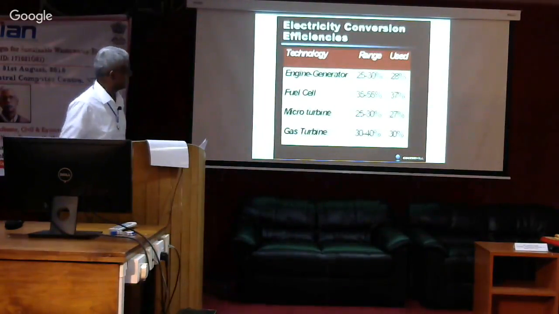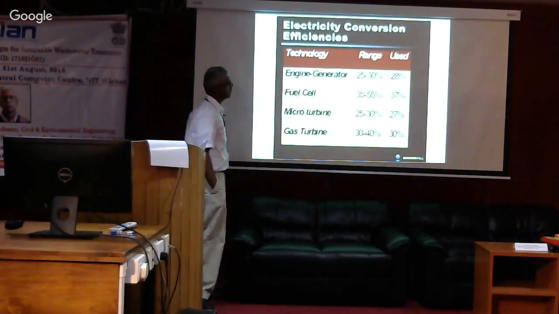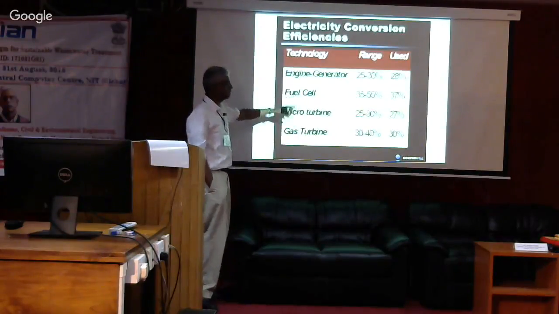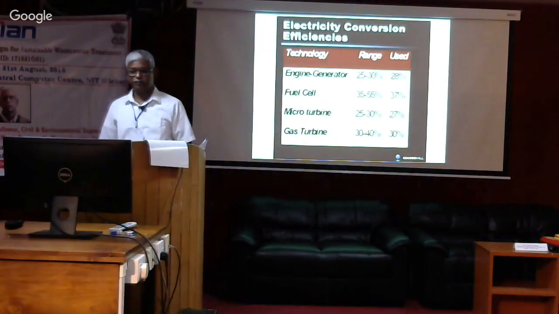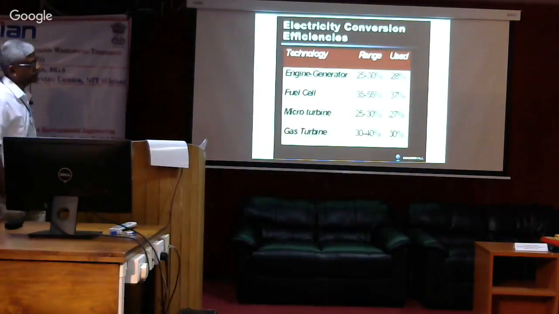Efficiency, as I said, this is a little old slide. It says fuel cells have an efficiency of about 37%, but as you can see, the range is pretty high, 35 to 55%. The direct methane fuel cells can reach upwards of 50%.